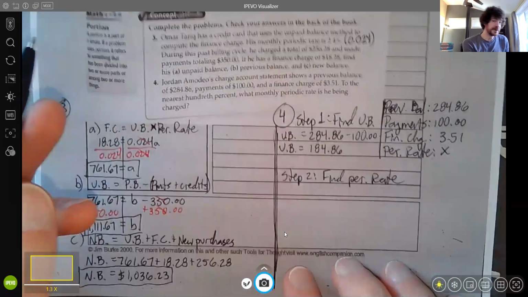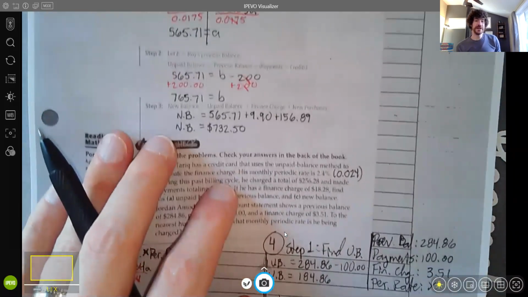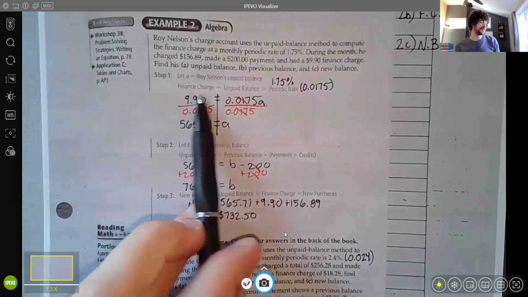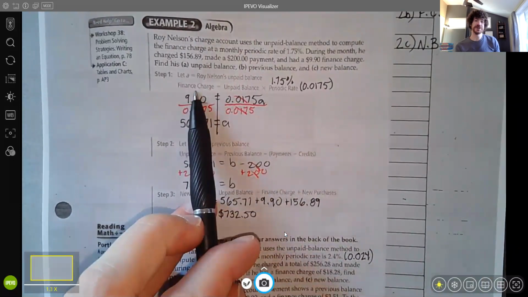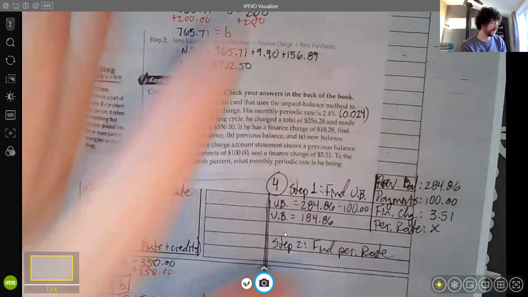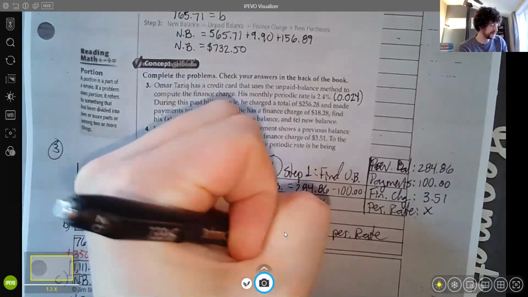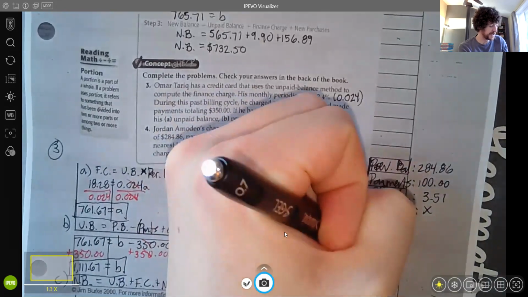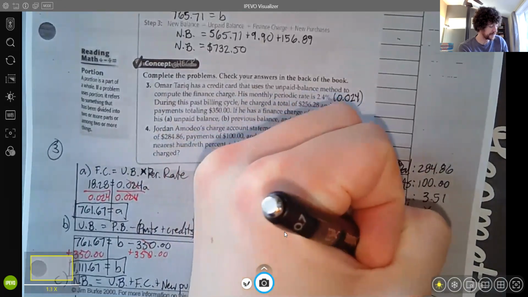And for the periodic rate here, we're going to use the formula that uses the periodic rate. Only one of the formulas does. It was this first one, the finance charge formula. So finance charge is equal to unpaid balance times periodic rate. So finance charge equals unpaid balance multiplied by the periodic rate.